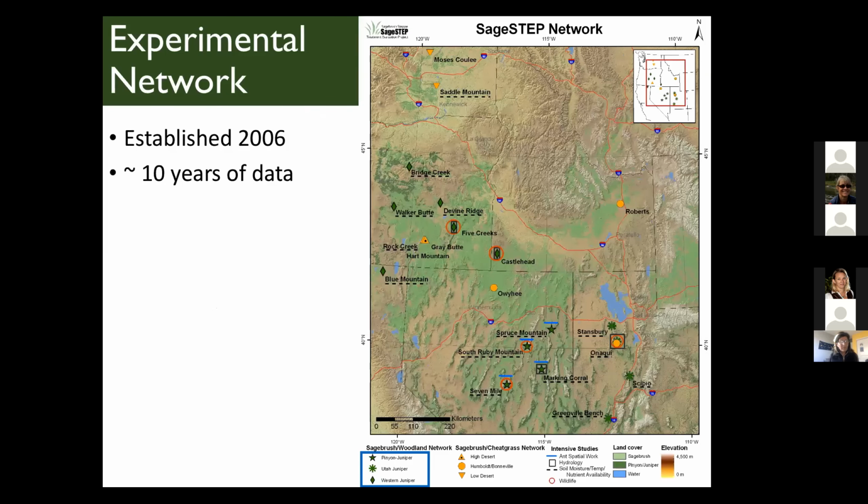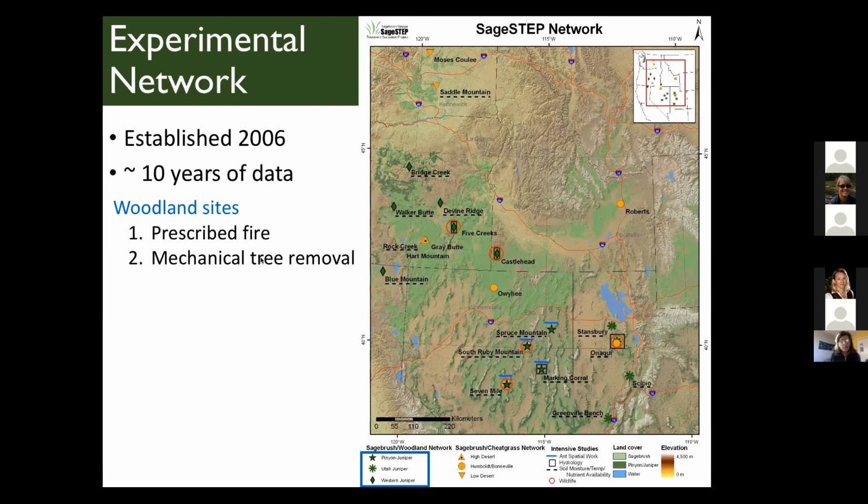So again, we have the unique opportunity to use the SageSTEP experimental network for this. It was established in 2006, and we have about 10 years worth of data. As others have mentioned, there is the cheatgrass network. I'm actually going to focus on the woodland network here. The cheatgrass sites are in yellow symbols, and the green sites are the woodland symbols.